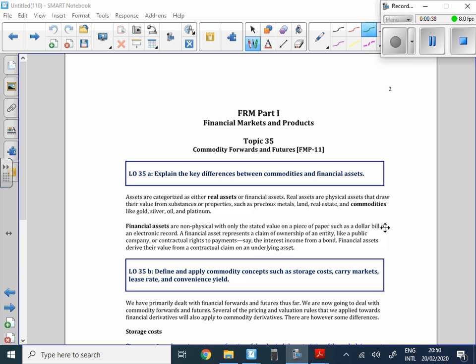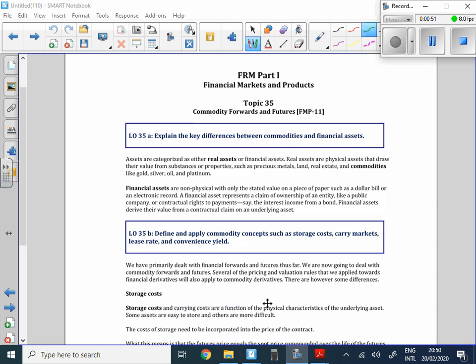What changes now? It's very easy to store an index. It's very easy to store a share. It's not so easy to store a bar of gold. Am I right? Or a sheep. Or some corn, whatever you want to call it.